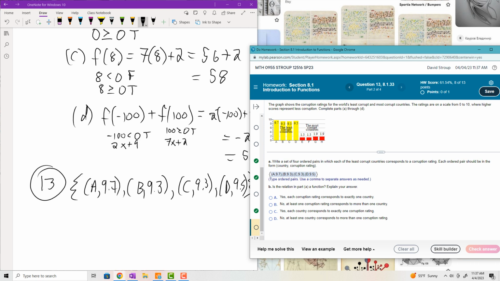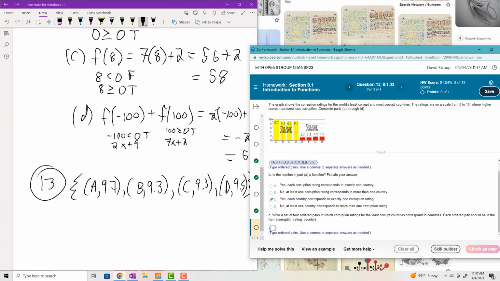Okay. Is this thing a function? Well, yeah, each x coordinate only goes to one y coordinate. So A only goes to one number, B only goes one place. So each of the x is the country, and each country corresponds to only one corruption rating.